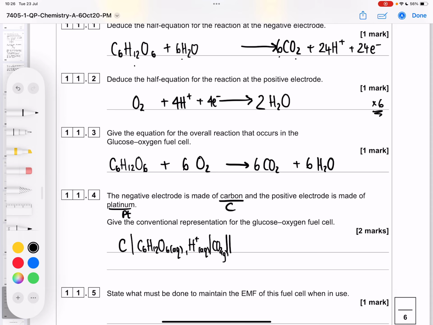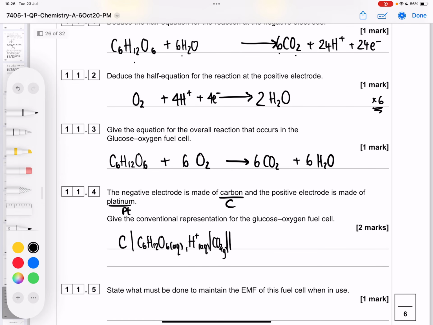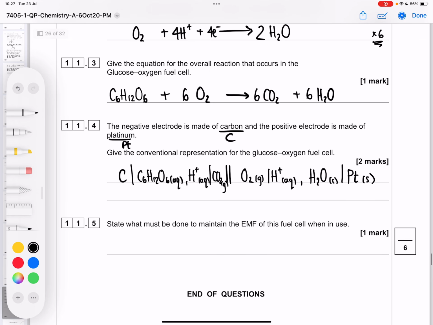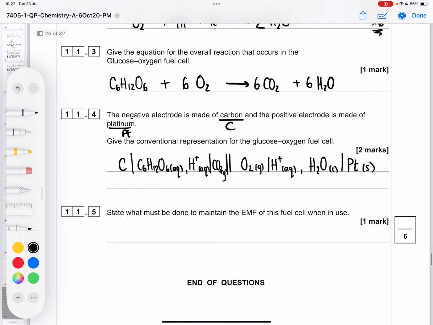And then on our positive half cell, oxygen is turning to water, but the oxygen is acidified, and oxygen is a gas, and the acid is aqueous. And then we've got turning to water, which is a liquid. Now, they will allow you to put a line or a comma because aqueous and liquid, they will consider those as the same phase. And then a line because we've got the platinum solid at the end. So it's quite a tricky conventional representation.